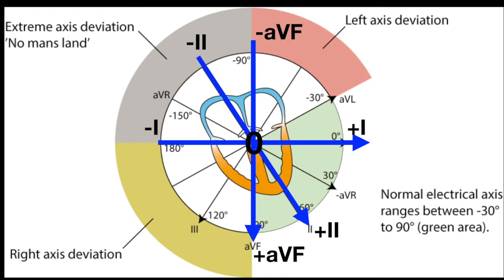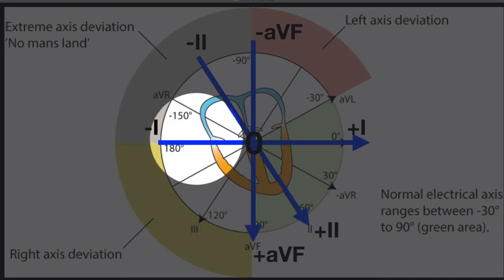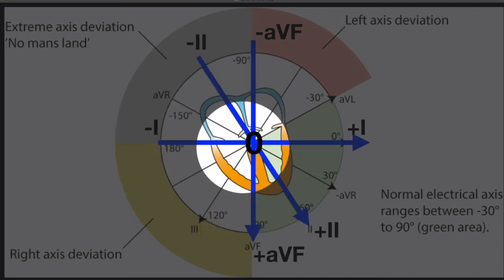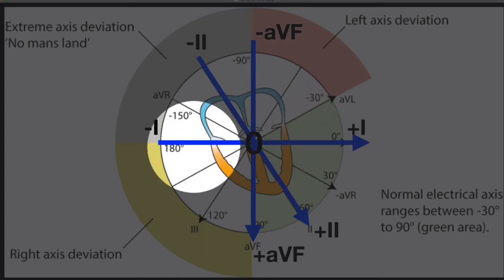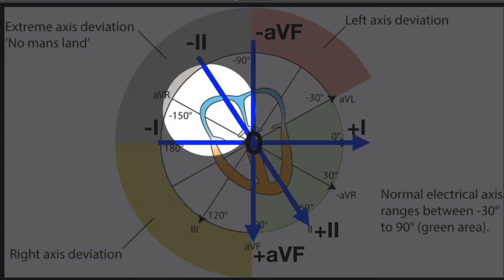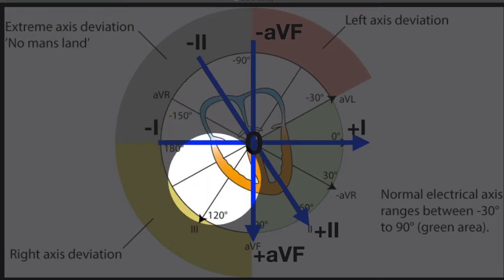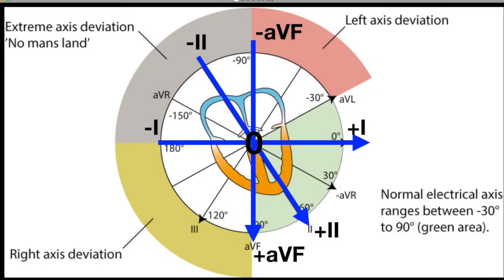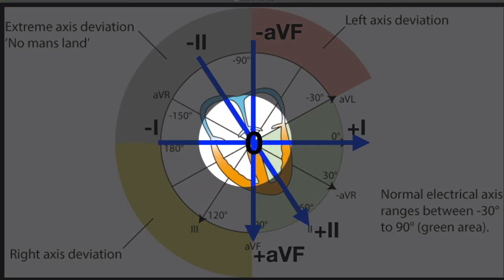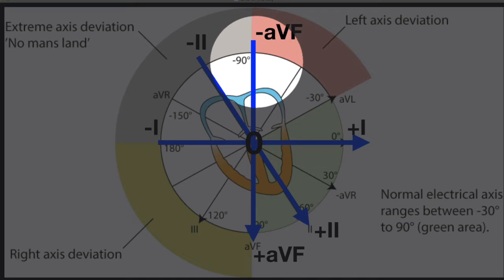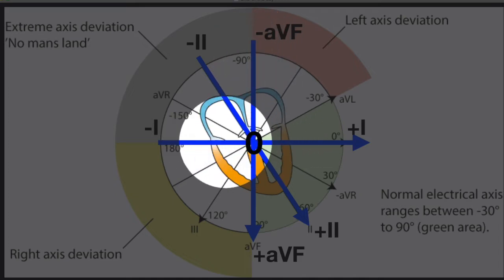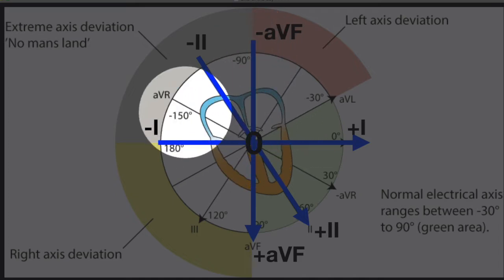So let's look at where we are with this EKG. We said we're negative in 1, which means this is the negative side of 1. The zero line is right here. If it was positive, it'd be over here, but it's negative, so it has to be on this side of the circle. And that's already somewhat abnormal. When we look at lead AVF, it's negative. Positive AVF is down here, negative AVF is up here. And again, this is the center, the 0. So it has to be on this part.